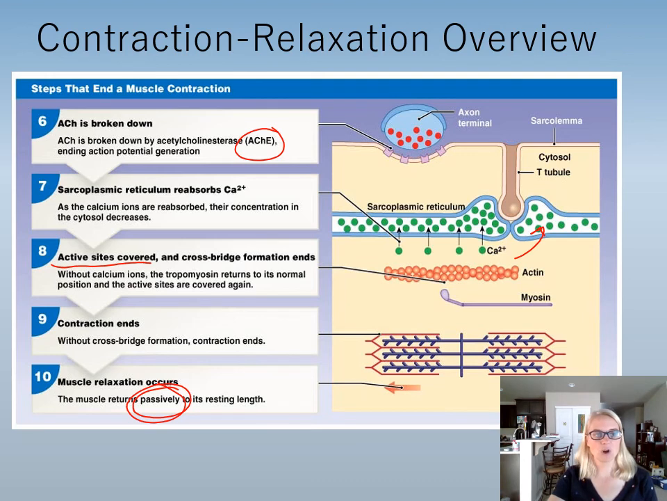Okay, so that ends that bit of physiology. We'll move on next to tension production in muscle fibers and whole muscle contraction.